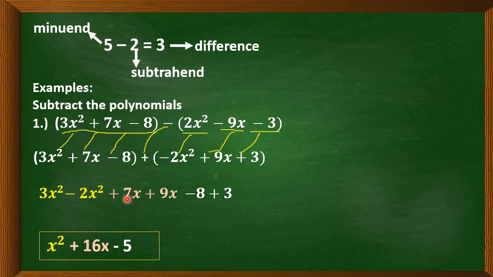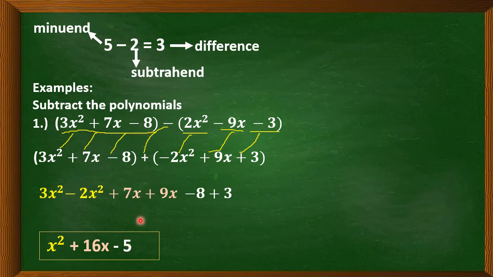Next, combine 7x and 9x. So 7 plus 9 is 16, and then copy the literal coefficient x. And lastly, negative 8 plus 3, apply the rule in adding integers. So unlike signs, we have to subtract and copy the sign of the integer with a greater absolute value. That's why we have here negative 5. So our final answer is x squared plus 16x minus 5.